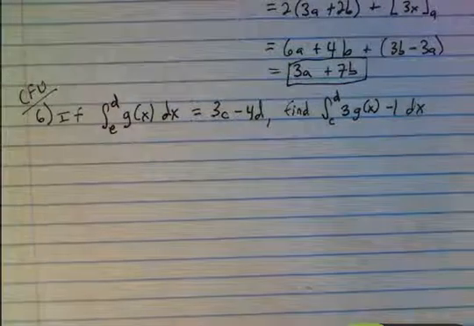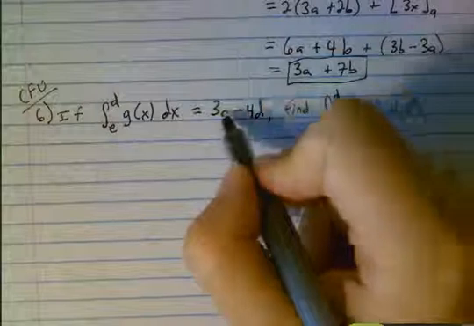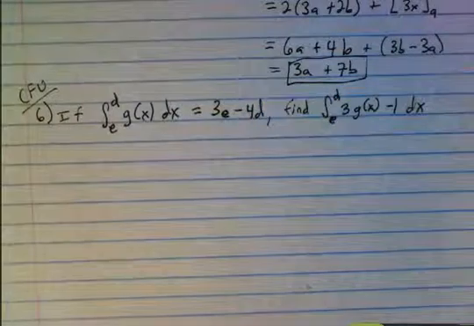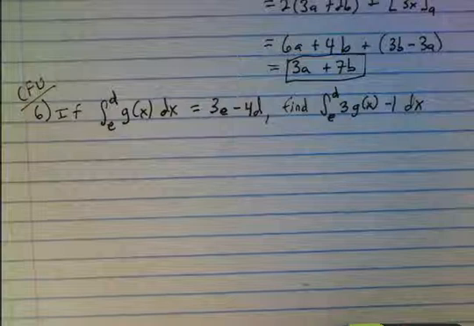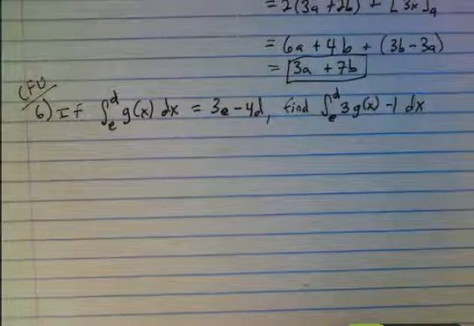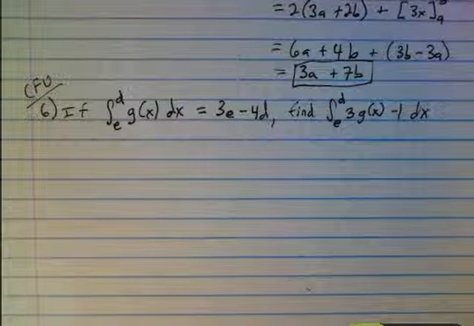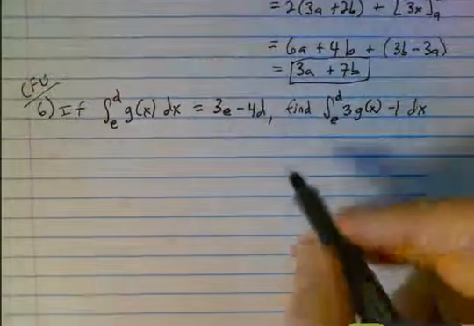If the integral from e to d of g of x dx equals 3e minus 4d, find the integral from e to d of 3g of x minus 1 with respect to x. Go ahead, pause the video, try that one on your own, and then restart the video when you're ready.